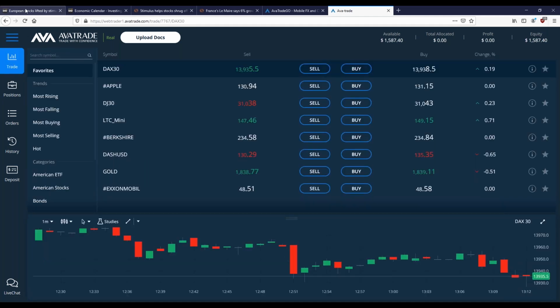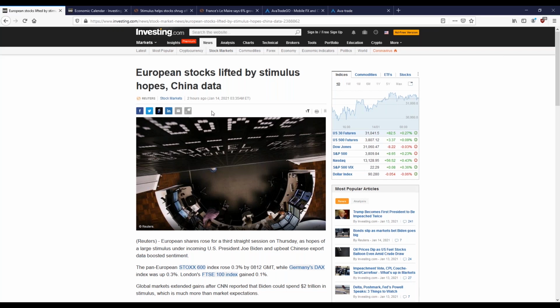Now, what did I find as headlines for our fundamental news before we jump on the charts to take advantage of what we know about the fundamental news? European stocks lifted by stimulus hopes and China data. This just shows you how global the marketplace really is. And what I mean is they're not talking about European stimulus. They're talking about stimulus in the U.S.